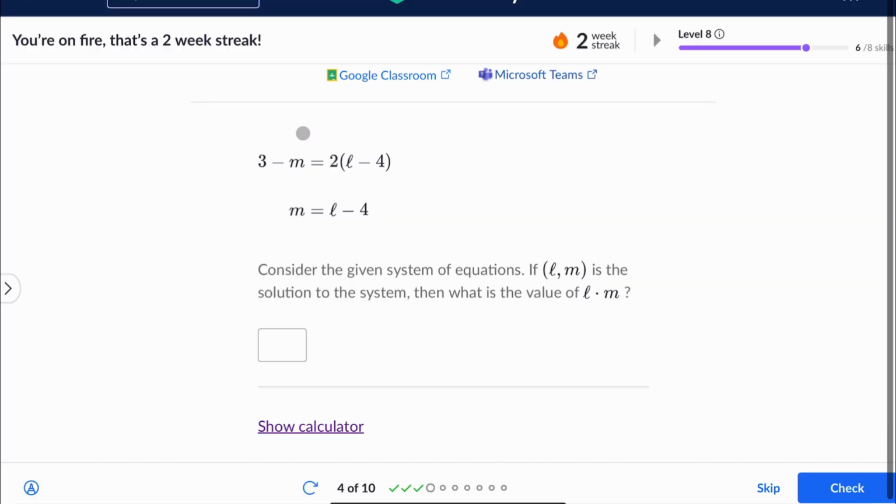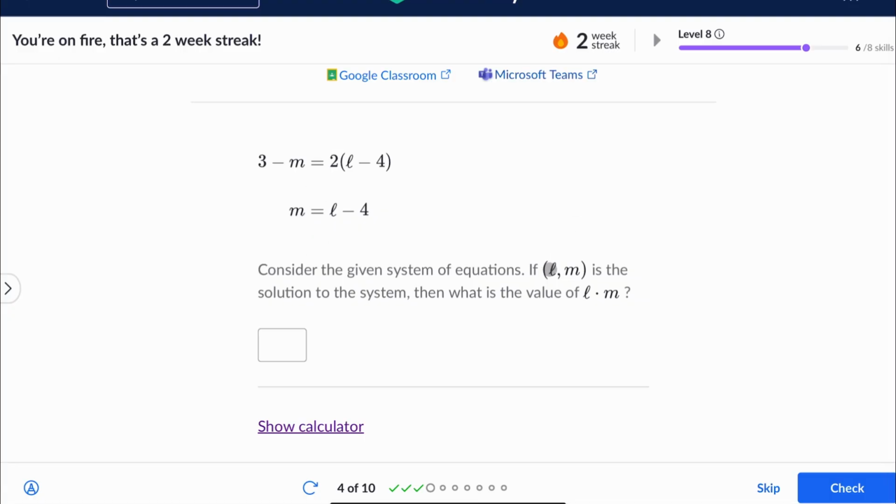So the systems of equation here. Consider the given systems of equation. If L, M is a solution to the system, then what is the value of L times M? Okay, so really all we have to do is put it into the calculator. Don't waste your time trying to solve it, I think, unless you're really quick at math, of course.